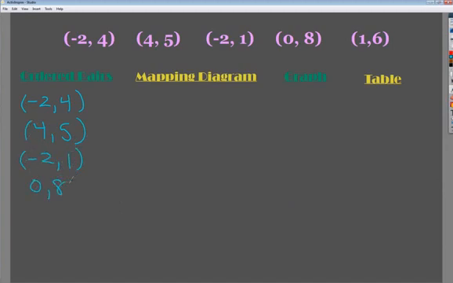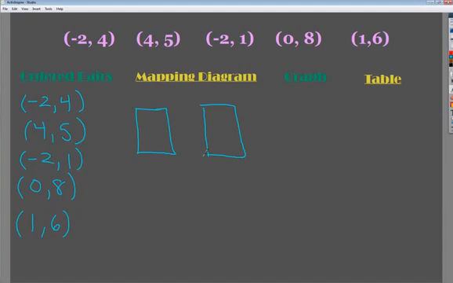I'm just bringing them down to show you that it's the same thing, but the next thing would be a mapping diagram. Mapping diagrams are a nice visual tool. I'm going to have 2 boxes. The first box is going to be domain. The second is range. You never write a number down twice. If it pops up as a domain or range more than once, you only put it once. Otherwise, the diagram has no function or purpose at all.